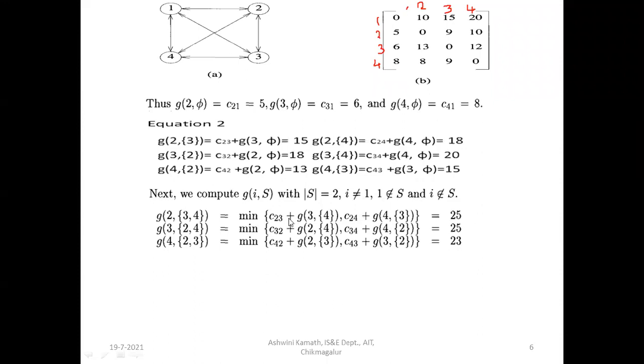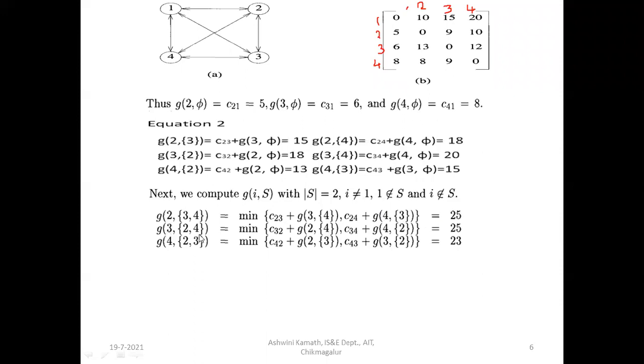Calculate the value for C of 2, 3. What is C of 2, 3? It is 9. 9 plus G of 3, 4, which we have got here, G of 3, 4 is 20. So 29. This first value is 29. And the second value, C of 2, 4. What is C of 2, 4? It is 10. 10 plus G of 4, 3, which is here, 10 plus 15, which is equal to 25. So 29 and 25 we are getting, the minimum value is 25. So that we have considered here.